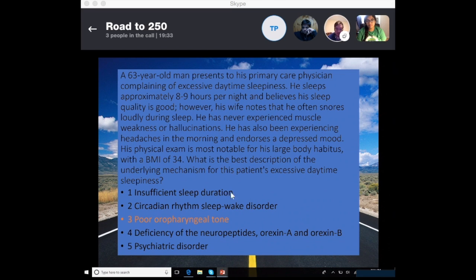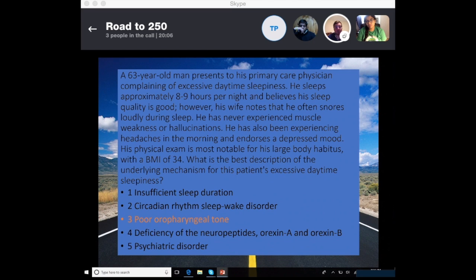So all these other ones have something to do with either a circadian issue or narcolepsy. Correct, that's what I was getting at. Option 4 has to do with narcolepsy, but the fact that he says there's no weakness or hallucinations, no hypnagogic or hypnopompic hallucinations, is how you rule those out.